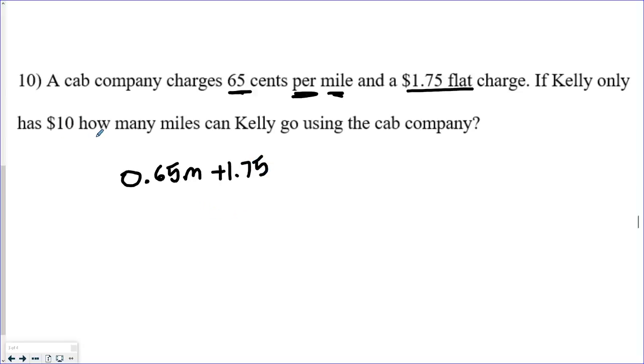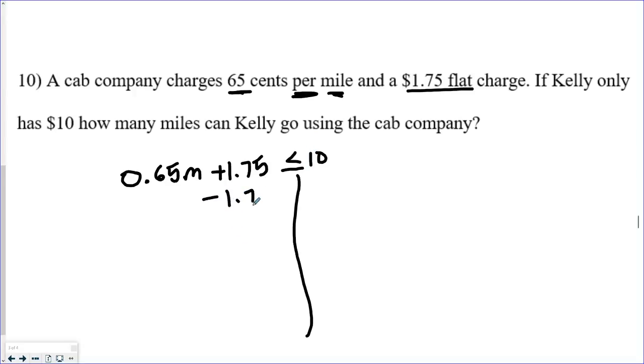Now she only has $10, which means that, remember, this isn't how much money she's spending. This much spent per mile plus this much spent as a flat charge. This cannot be more than 10. It can be equal to $10. It can be less than $10, but it cannot be more than $10. We want to figure out how many miles she can go, how many m's she can use to make sure that this stays under 10.